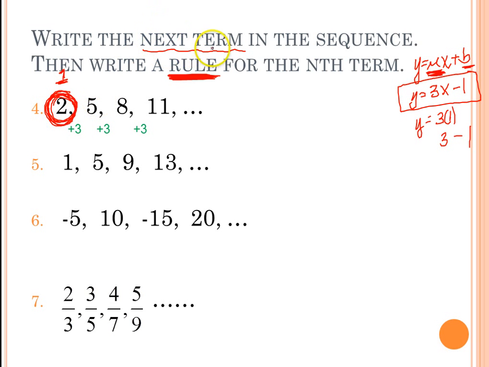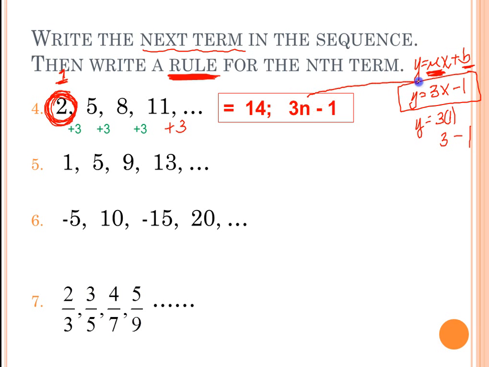Now my next term, well, it's pretty easy. You need to just keep adding 3, so 11 plus 3 is 14. So my next term is 14, and my rule is 3n minus 1. Okay, and I wrote 3x minus 1 over here. Same thing, doesn't matter.